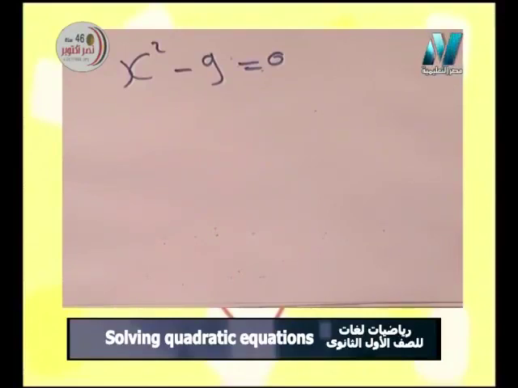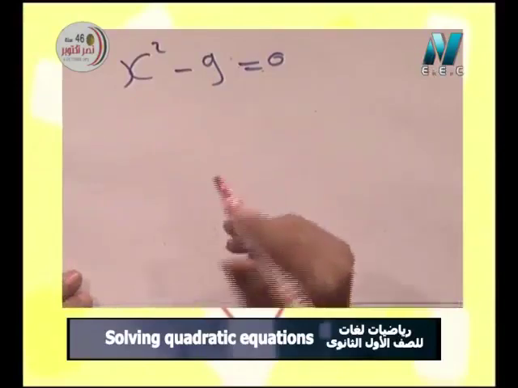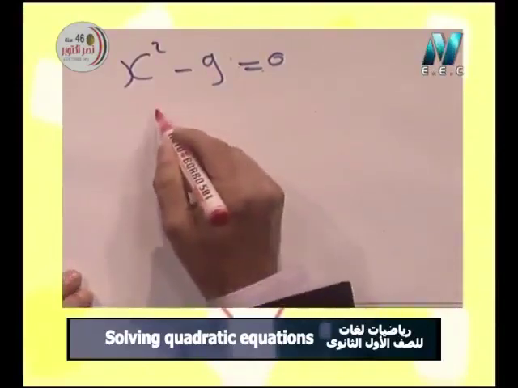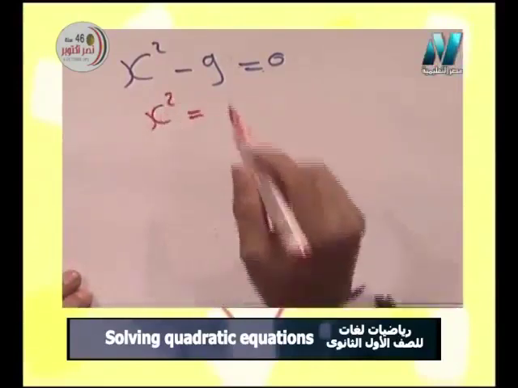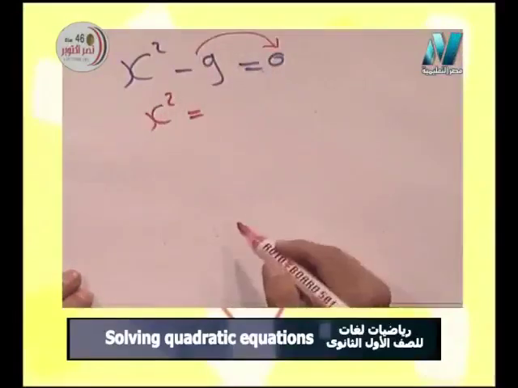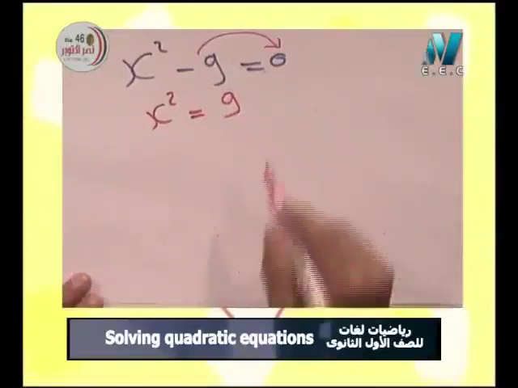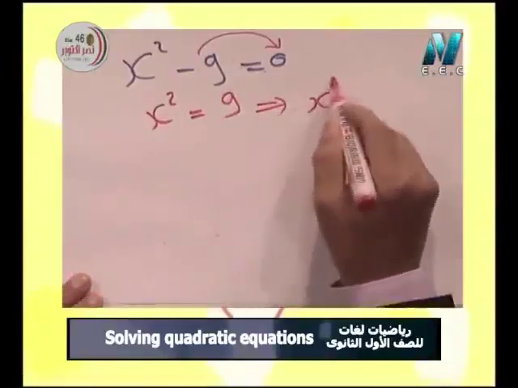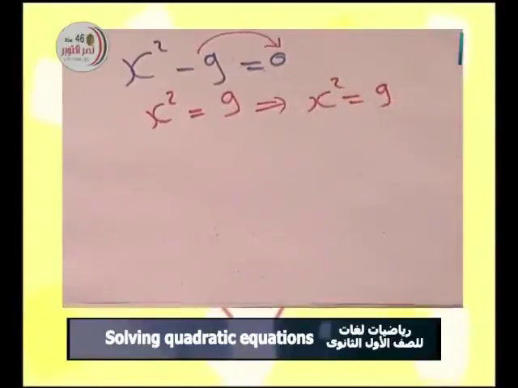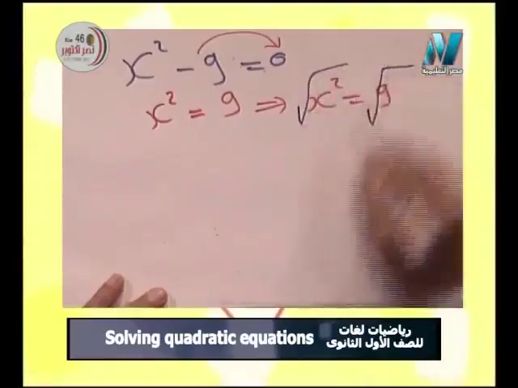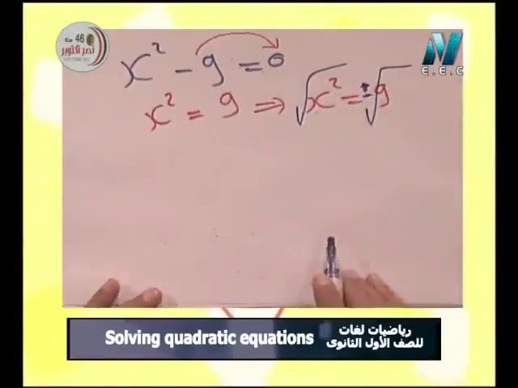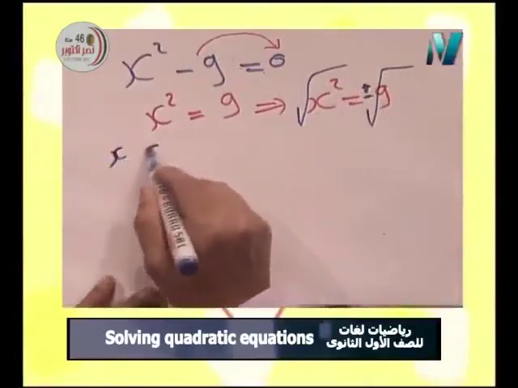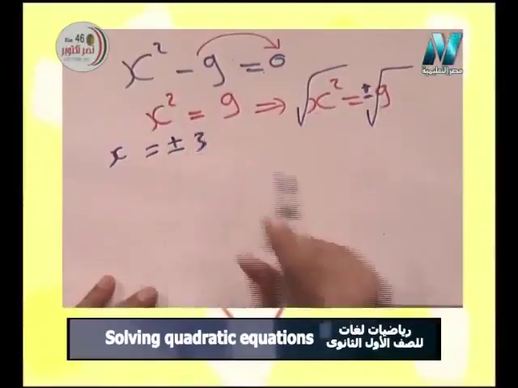Okay, some of you found this equation by moving negative 9 to the other side, which equals 9, and x power 2 equals 9. Put the square root like this. We have the square root for the two sides. Put positive or negative here. So x equals positive or negative 3.